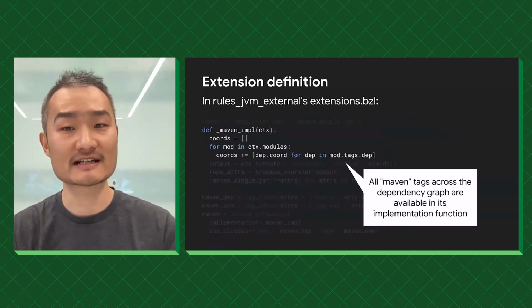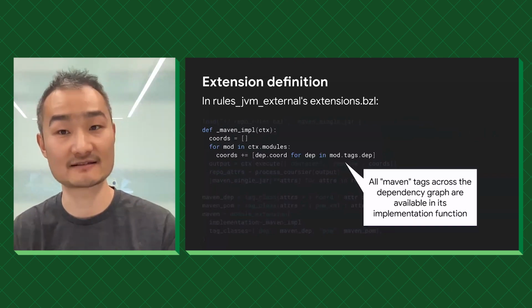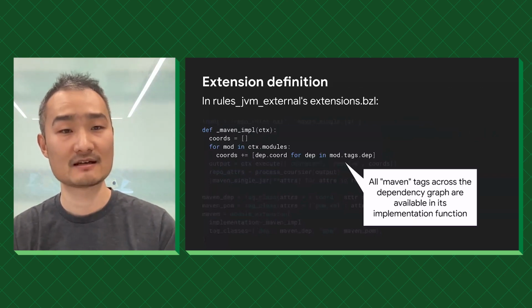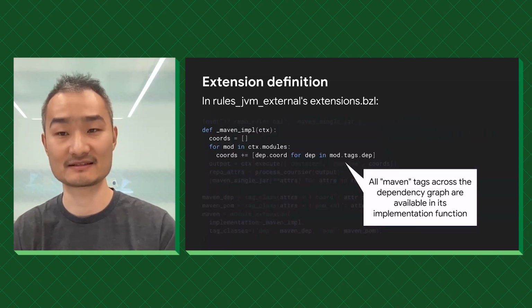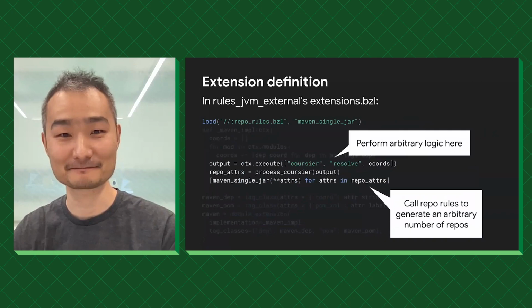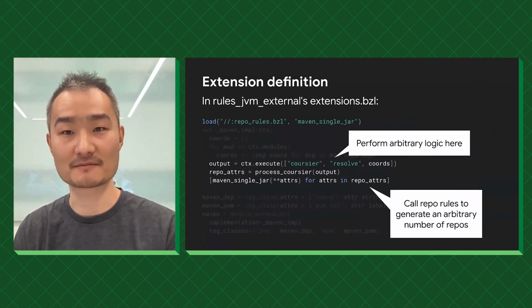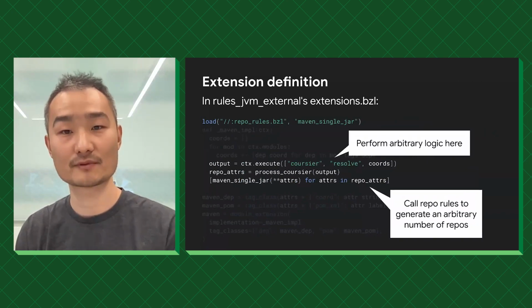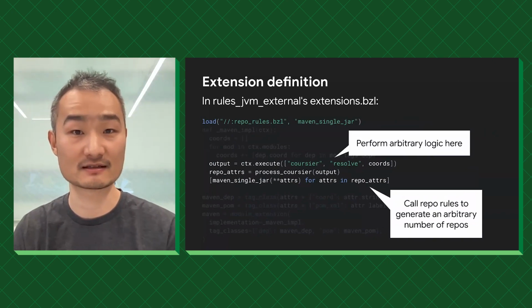The implementation function gets a ctx object through which you can access the entire dependency graph and get your tags. Here, we collect all the maven.dep tags and flatten their cohort attributes to a single list. It's not shown here, but you can also get the pom tags by calling mod.tags.pom. You can use the ctx.execute method to perform arbitrary logic, such as talking to the Maven central repository. Here, we call the Coursier CLI tool to resolve those Maven dependencies.